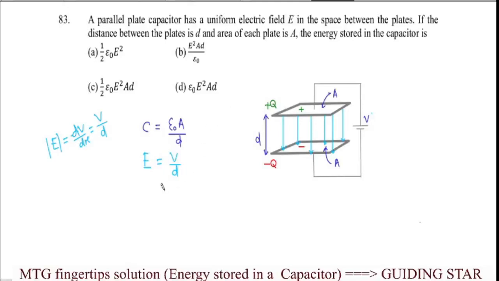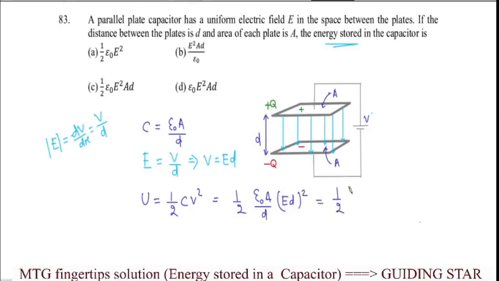So what will be the value of V over here? The value of V will be simply E times D. Then it is asking about the energy stored in the capacitor. The energy stored is indicated by U. It will be half C V square. So C is epsilon naught A divided by D and V is ED, so it will be ED whole square.